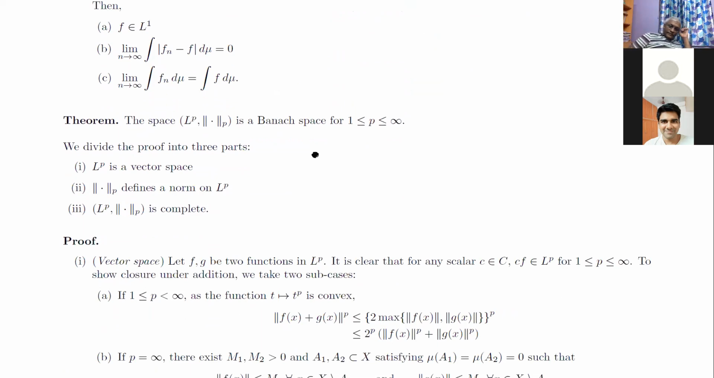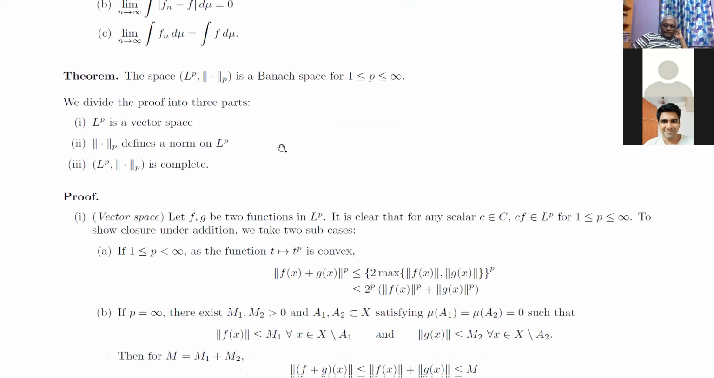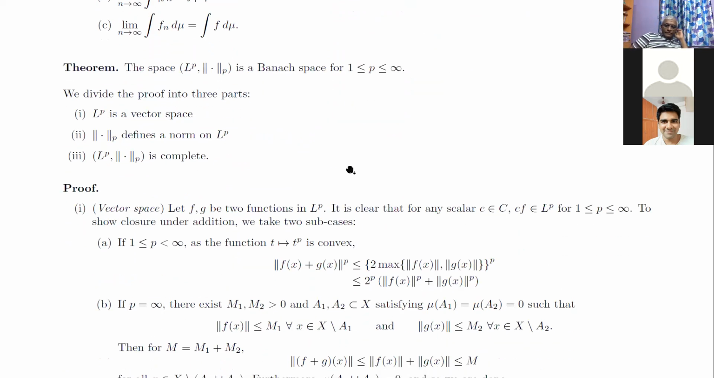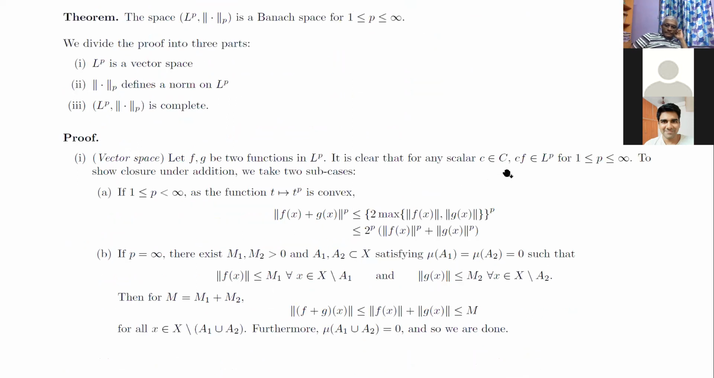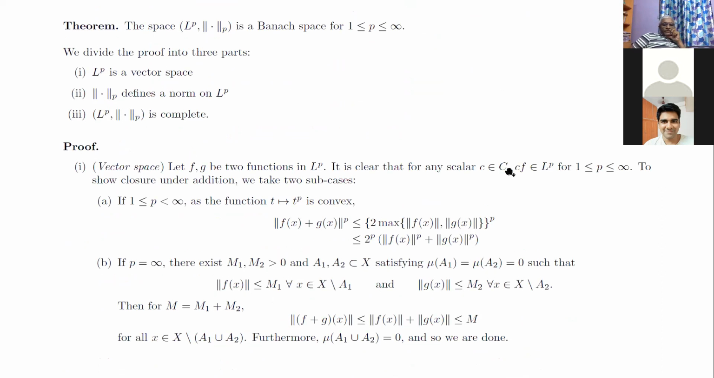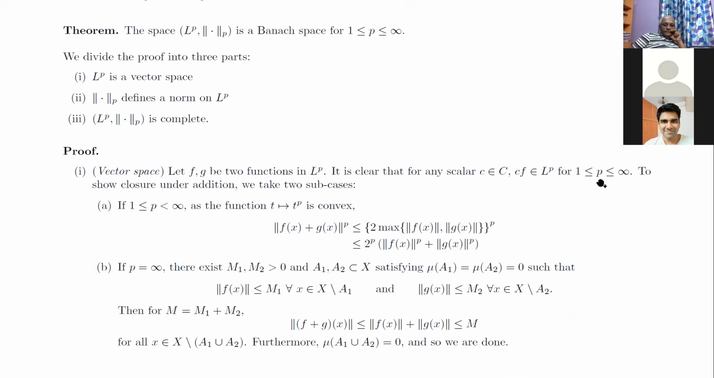The simplest one, most naturally, is to prove that L^p is a vector space. It's more or less clear that for any c in the complex numbers, I made a typo here, it should have been f in L^p, that cf is also in L^p because it satisfies both the conditions defining it, for any 1 less than or equal to p less than or equal to infinity.